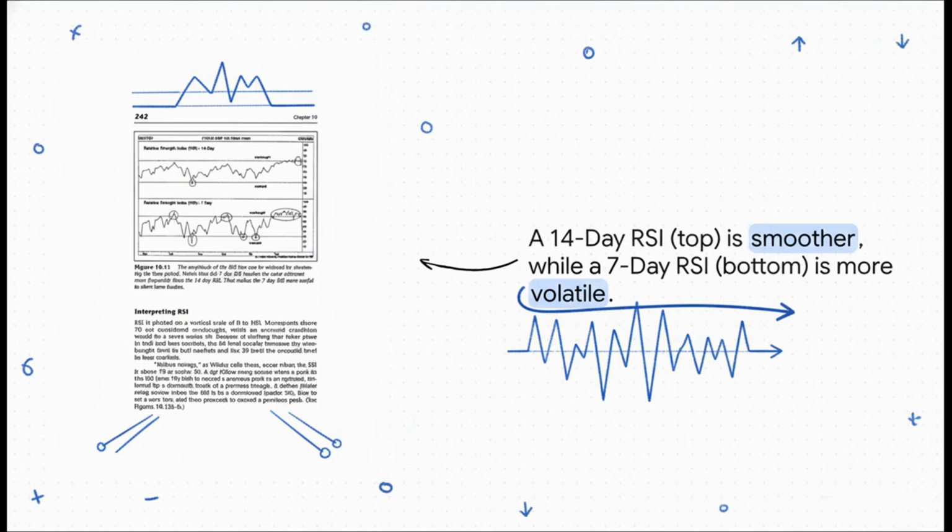Let's kick things off with a real popular one, the Relative Strength Index, or RSI. Now, the key thing to get with any oscillator is that the time period you choose really matters. See the 14-day RSI on top? It's much smoother, kind of a steady highway cruiser. But the 7-day RSI below is way more jagged and sensitive, almost like a zippy sports car. Shorter-term traders often prefer that extra sensitivity.